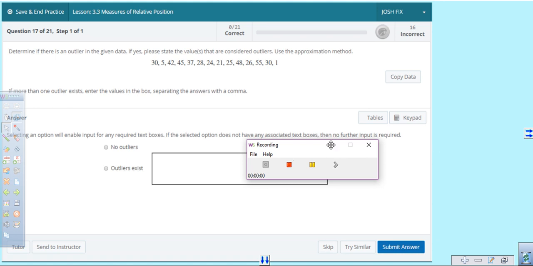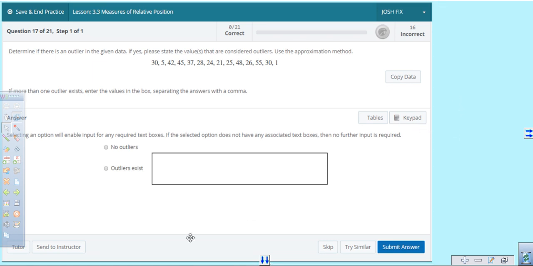Alright, so let's take a look at outliers. When we have a set of data, one thing that can happen is we can have a number that's very unusual, and that would be considered our outlier. There's a couple ways of doing this. There's an actual calculation.